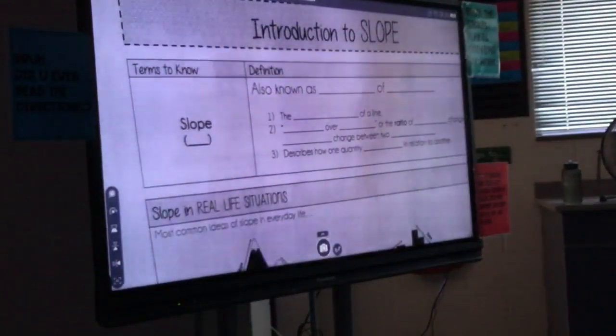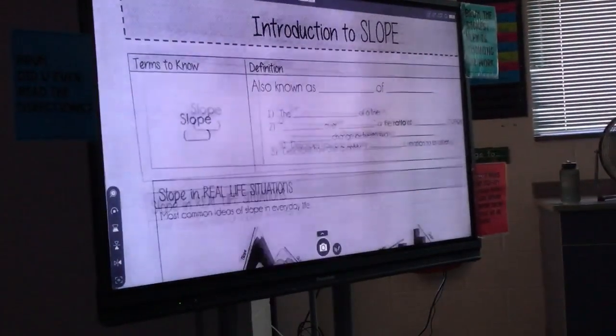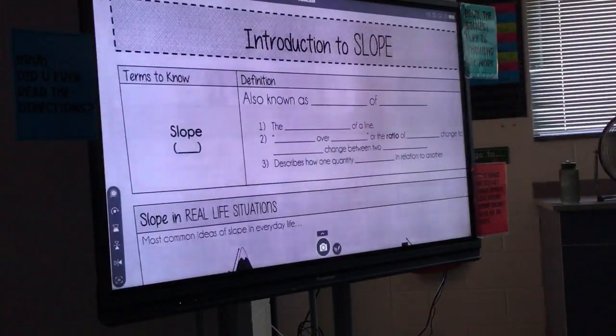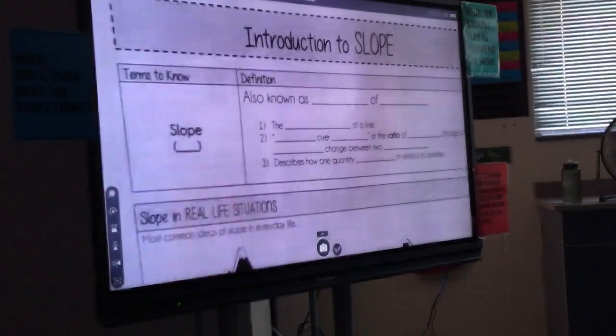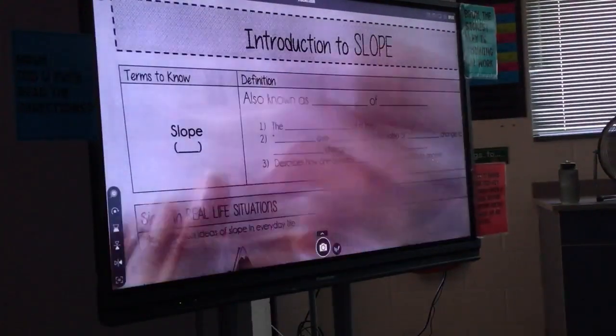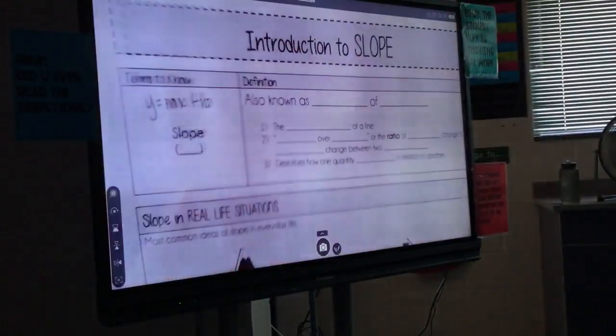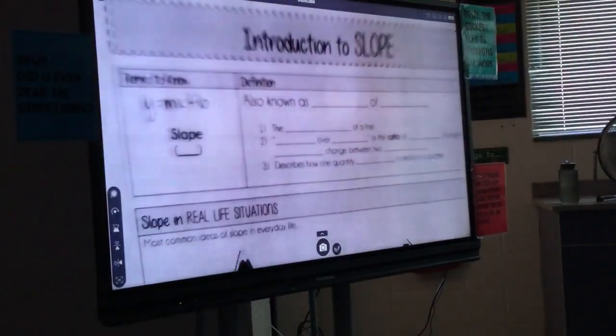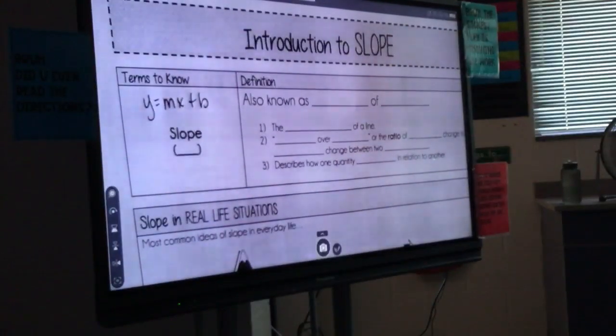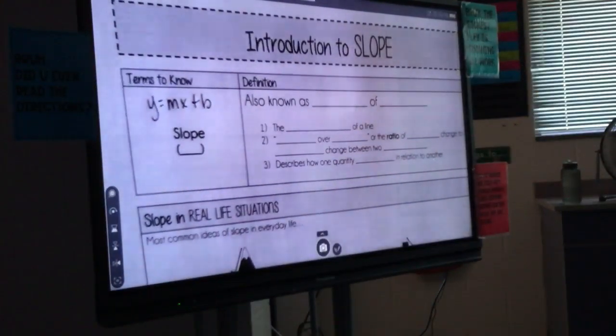All right, so looking at your paper, slope is also known, or it stands for what in our y equals mx plus b? So y equals mx plus b. What does the slope stand for? I'll give you a hint, it's still written on the board, and you've written it in your notes for the last couple of days. Sebastian? M.